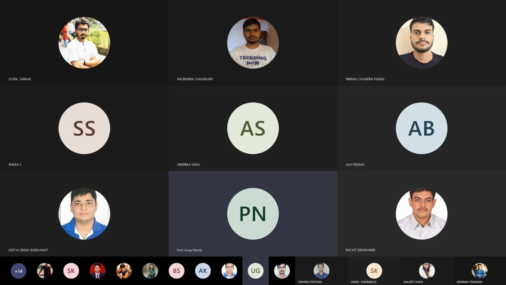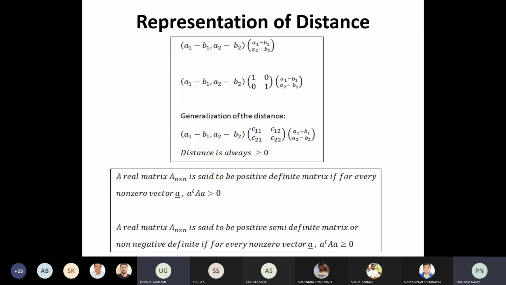Now, the last one. So we have seen the concept of the equilibrium distance, and from the equilibrium distance, how we could formulate a theory for a positive definite matrix. Okay, that we have seen.